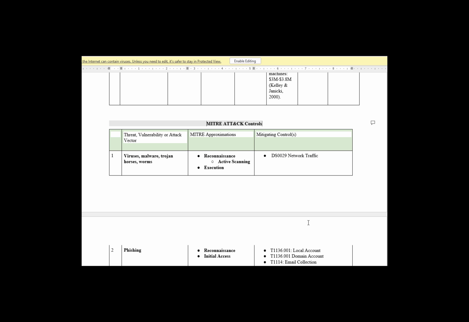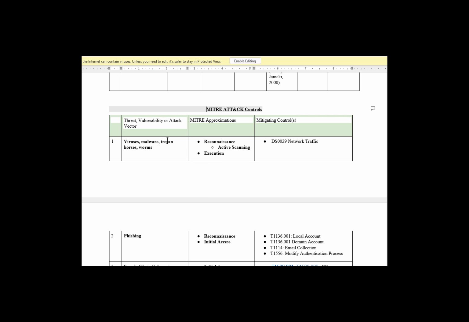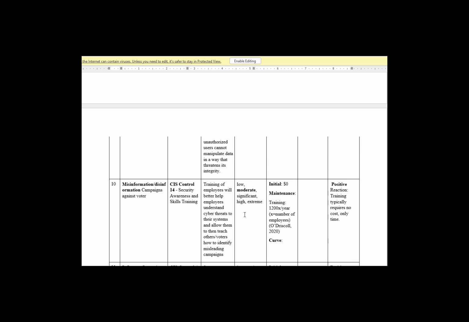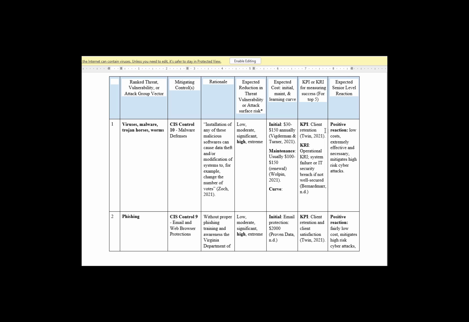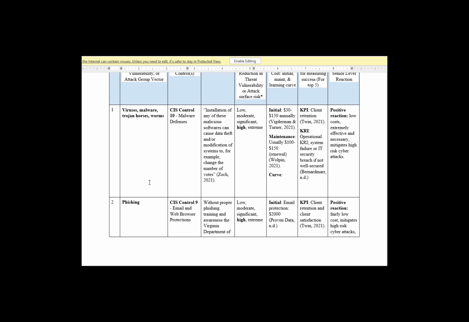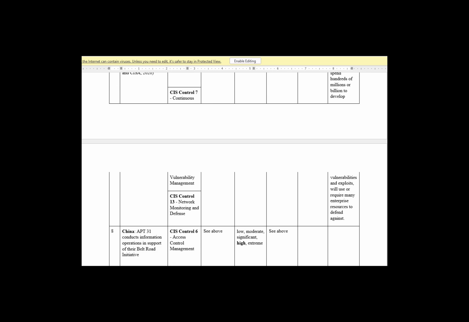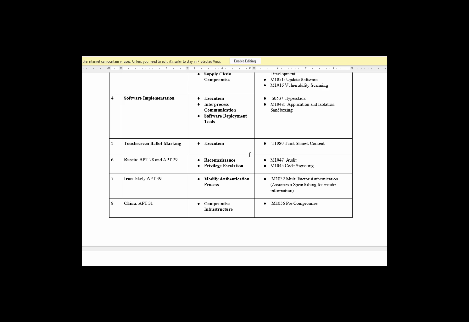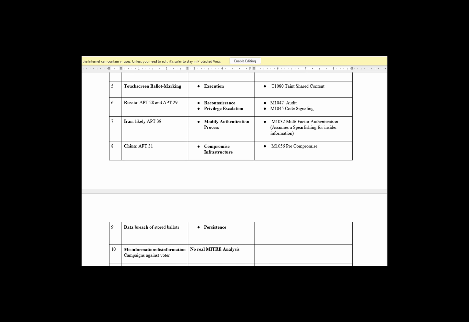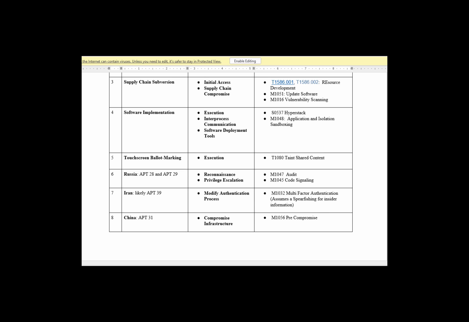And so the similarities, particularly in the top here, the CIS controls regarding virus, phishing, and supply chain subversion are similar to the MITRE approximations. And if you go to, sorry, don't mean to go all the way to the top here, you see the malware defense and the cost for these implementations. Again, these controls, whether it's through education or through protection, are relatively similar to the MITRE controls. Where they differ, or where there's more of a large difference, is again when you talk about the misinformation and disinformation. So that's the applicable controls. If there's questions, issues, please let me know.